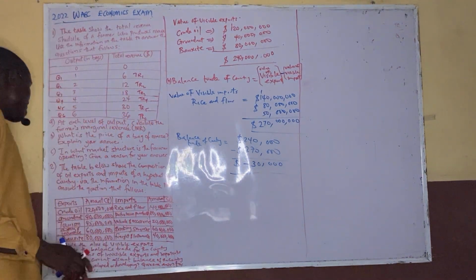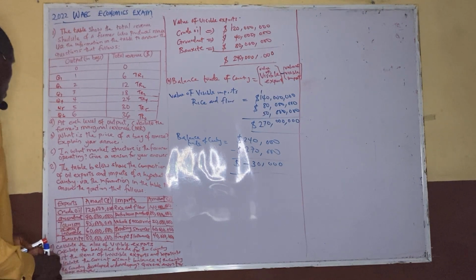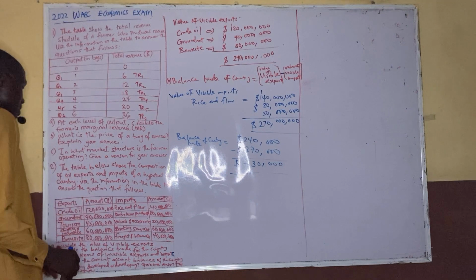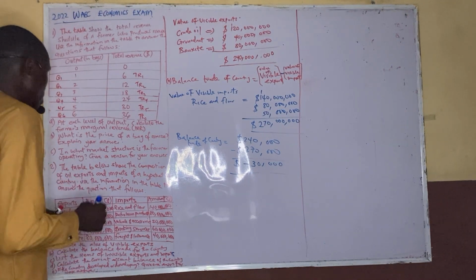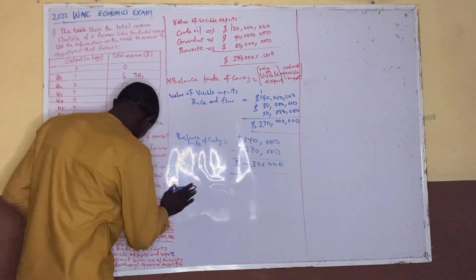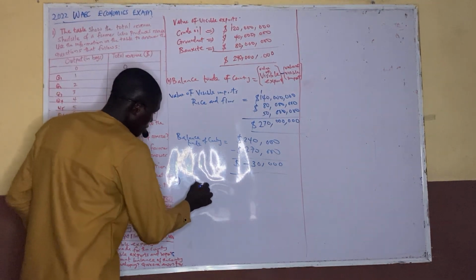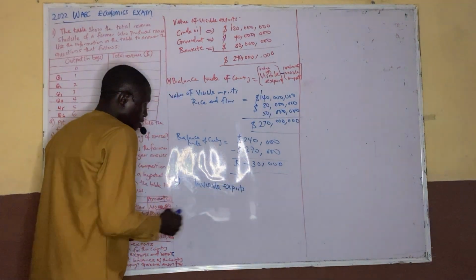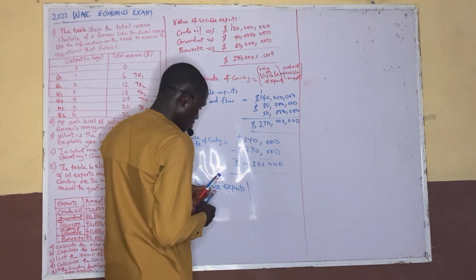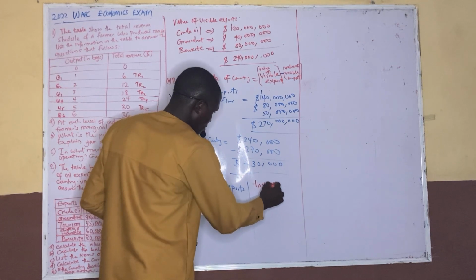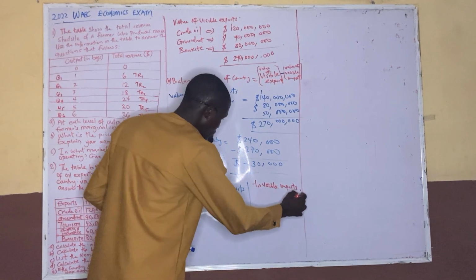So, list the items of invisible exports and invisible imports. So number 3 now, we are to list the items of invisible exports and invisible imports. So how do we go about that?